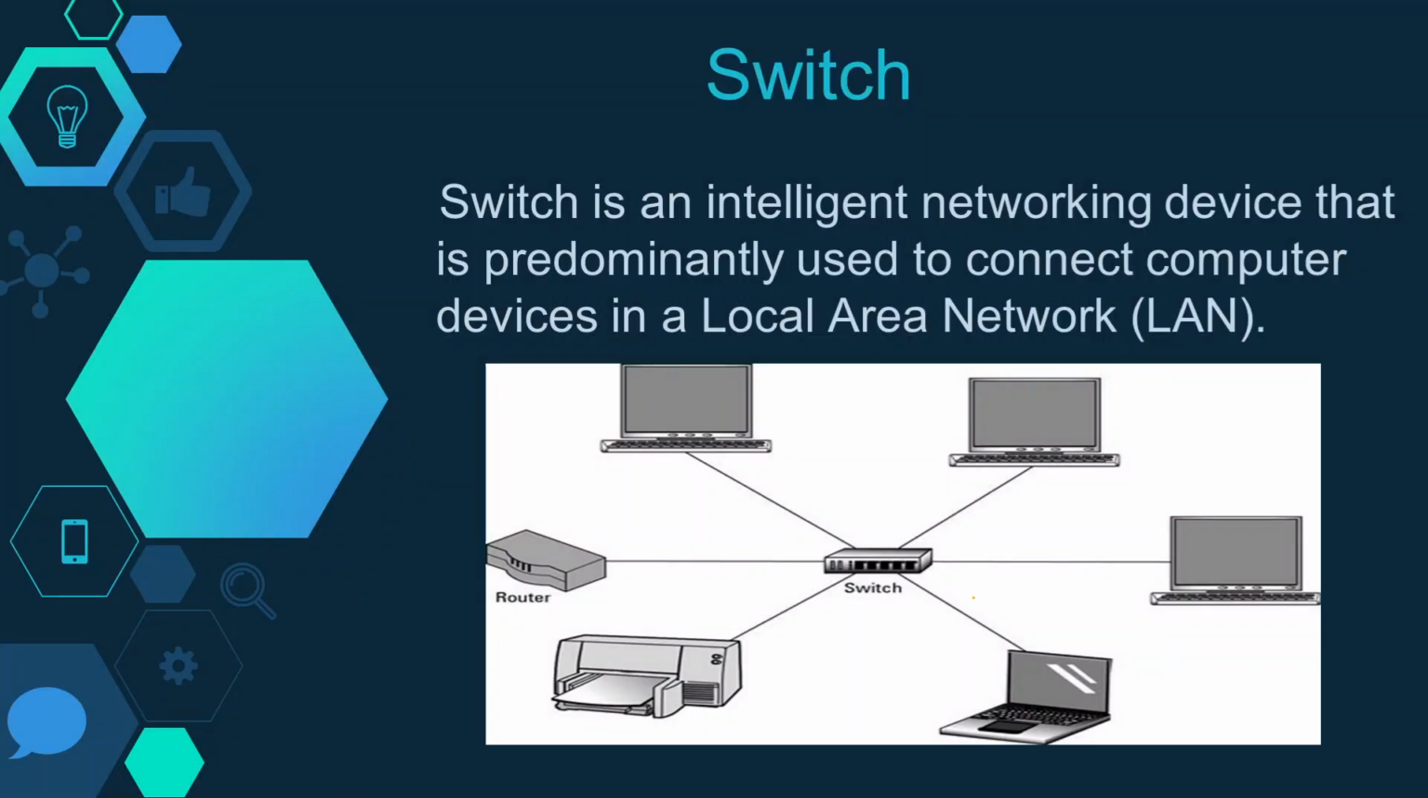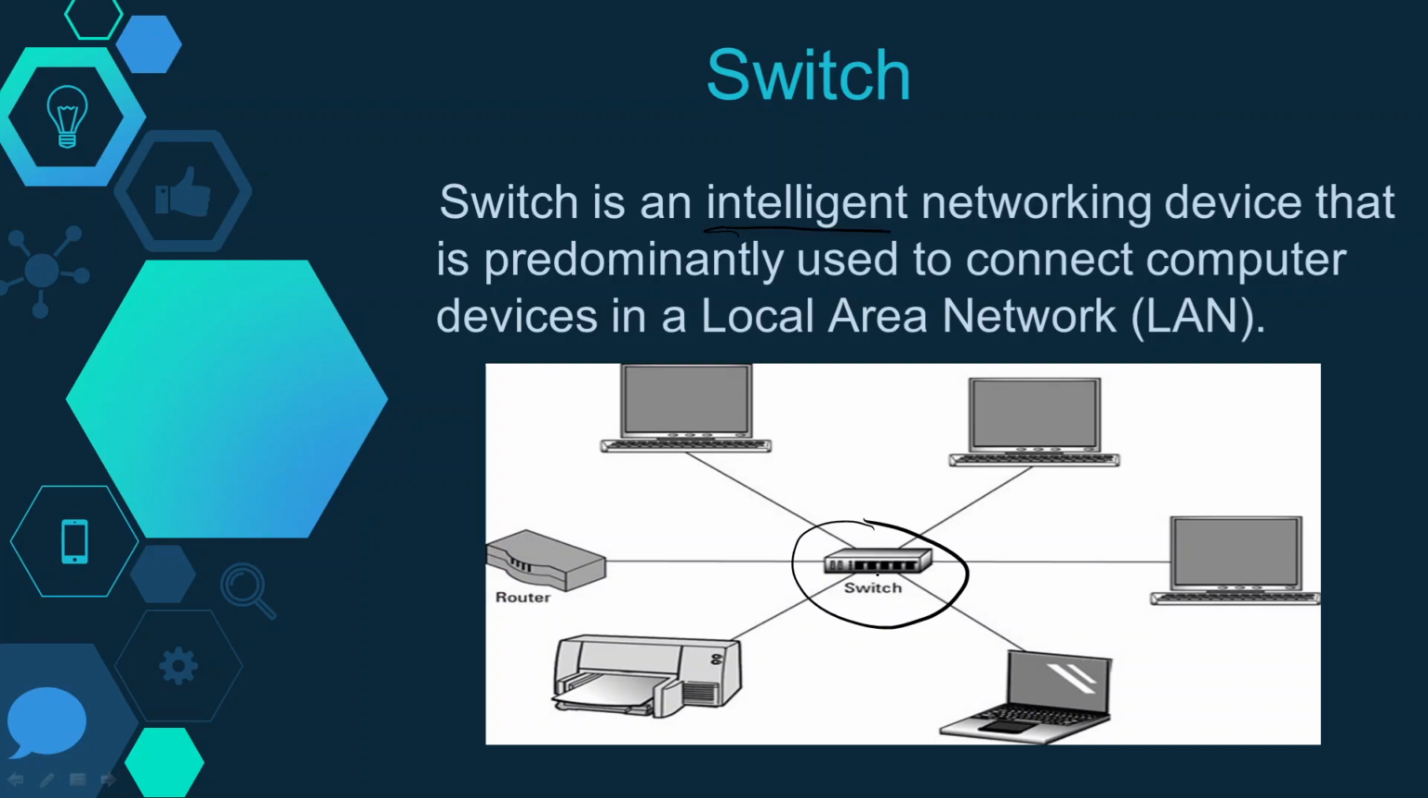So after the hub, we now come to the switch. The switch is an intelligent networking device that is predominantly used to connect computer devices in a local area network. Now the switch is also used to connect computers in a LAN, but what is the main difference between hub and switch? That the switch is an intelligent device.